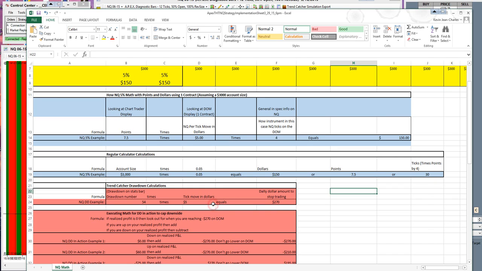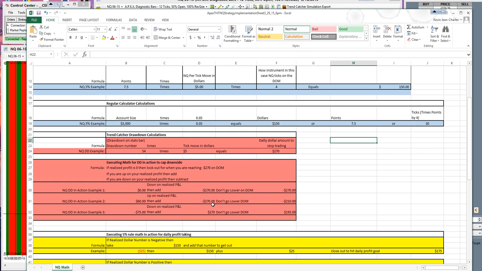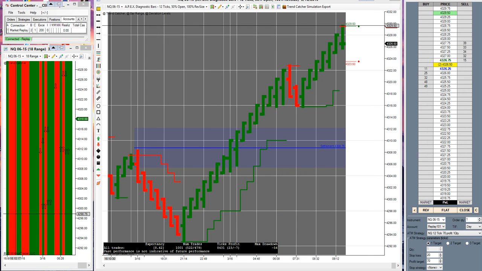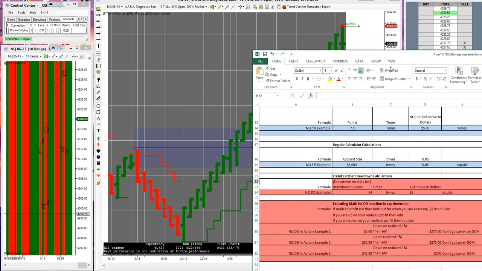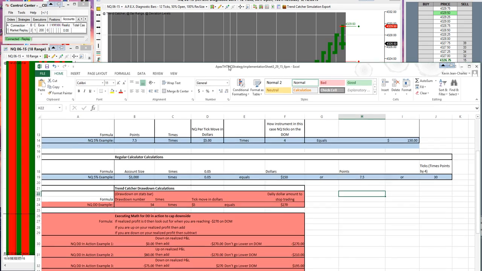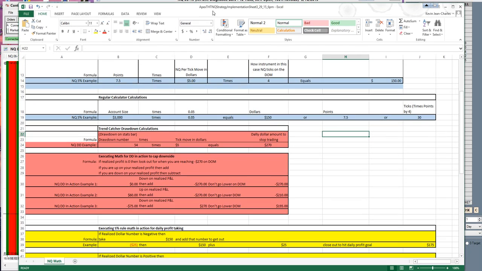Now, in the red, the downside in regards to trading the Trend Catcher system, I look and find the drawdown to manage my risk daily. I want to look at the drawdown for the schedule that I'm trading on the stats bar. So we're going to move the sheet over here for one minute just so you can see it. And this is the stats bar right here for the sim. And the drawdown in this case is 54. That's how you find it. And it's according to my schedule, which is 9:30 a.m. to noontime.